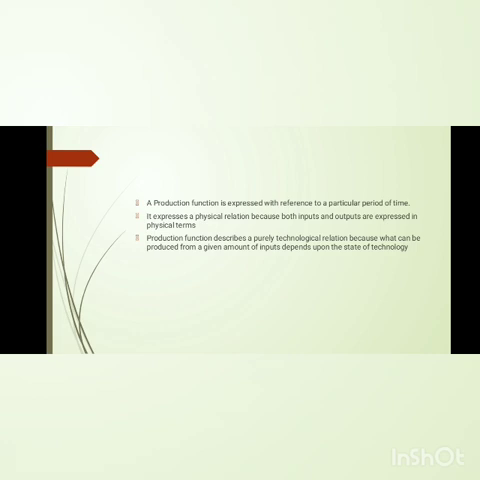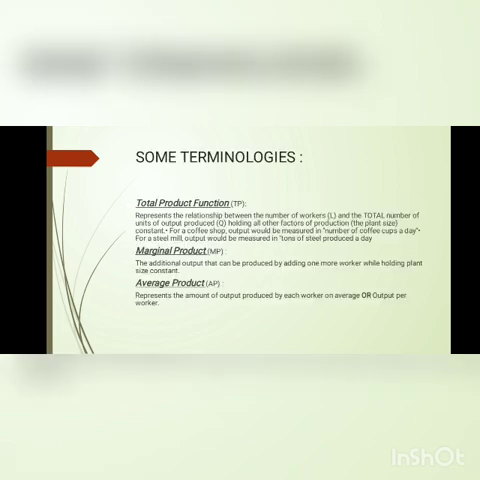Now let us understand some terminologies regarding short-run and long-run production function. Total product, TP. What is TP? TP represents the relationship between the number of workers, that is L, and the total number of units of output produced, that is Q, holding all other factors of production including the plant size constant. For example, for a coffee shop, output would be measured in number of coffee cups a day. For another example, for a steel mill, output would be measured in tons of steel produced a day.